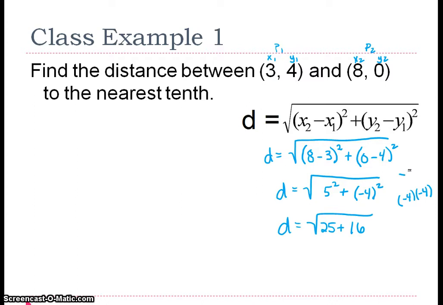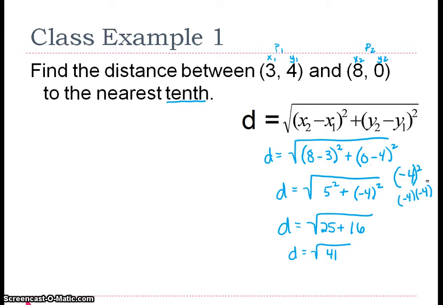If you type this into your calculator like this, your calculator is going to follow the order of operations. It's going to do the exponent first, and then it's going to deal with this negative sign. So make sure that if you're going to put this in your calculator, you put the negative 4 in parentheses to show that you're squaring the whole thing. Alright, so then we're going to keep simplifying. The square root of 25 plus 16. Well, that's 41. Okay, and it said to round our answer to the nearest tenth.